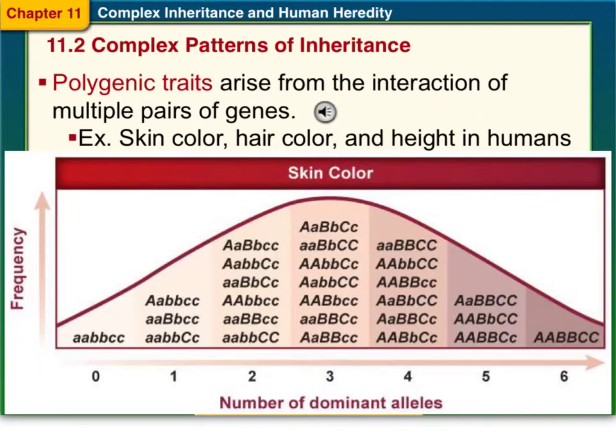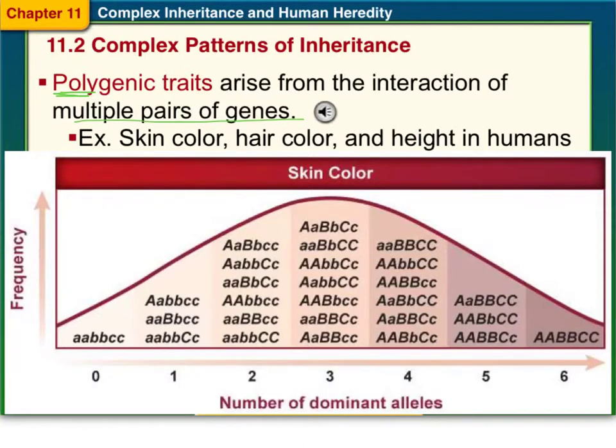Our next form of inheritance is actually one of the more common forms of inheritance. It's polygenic traits. Again, poly, we've seen this prefix many times before. Poly means many. So a polygon has many sides. If you're polygamous, you have many wives. Poly means many. So polygenic, many genes, multiple pairs of genes.